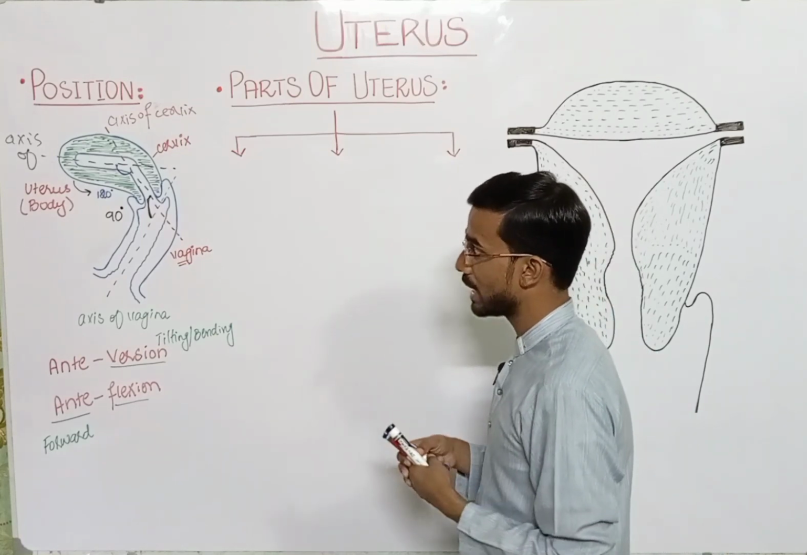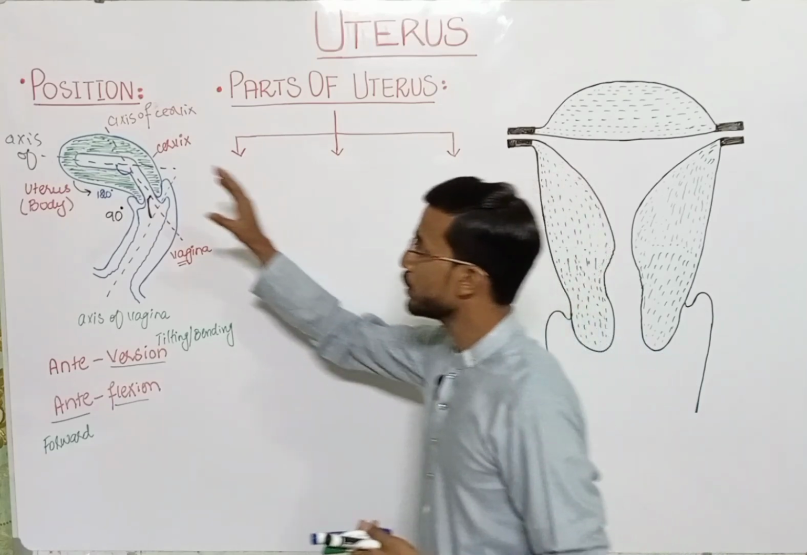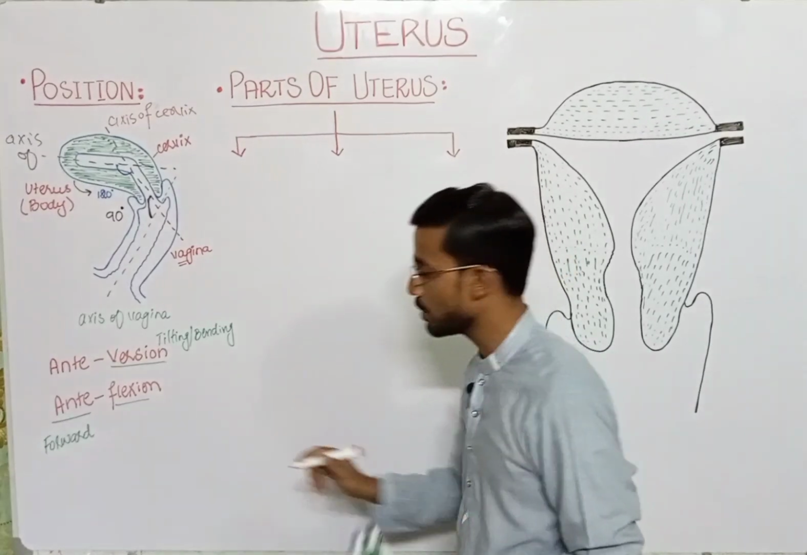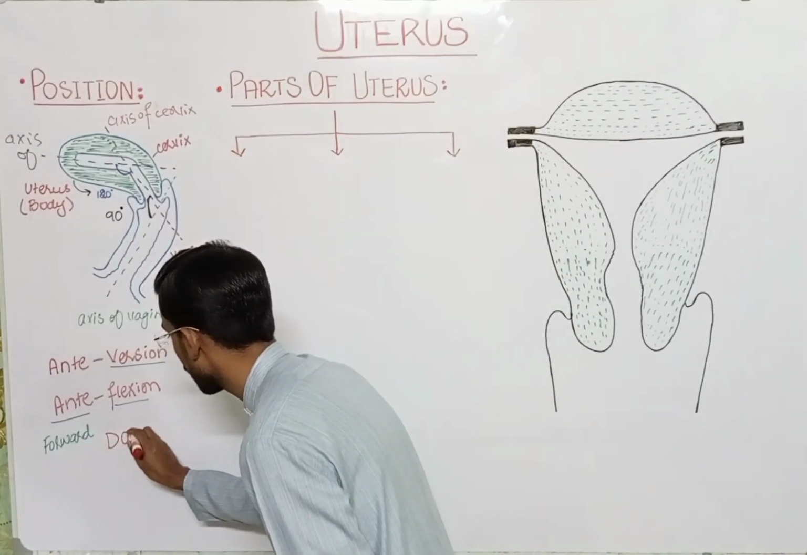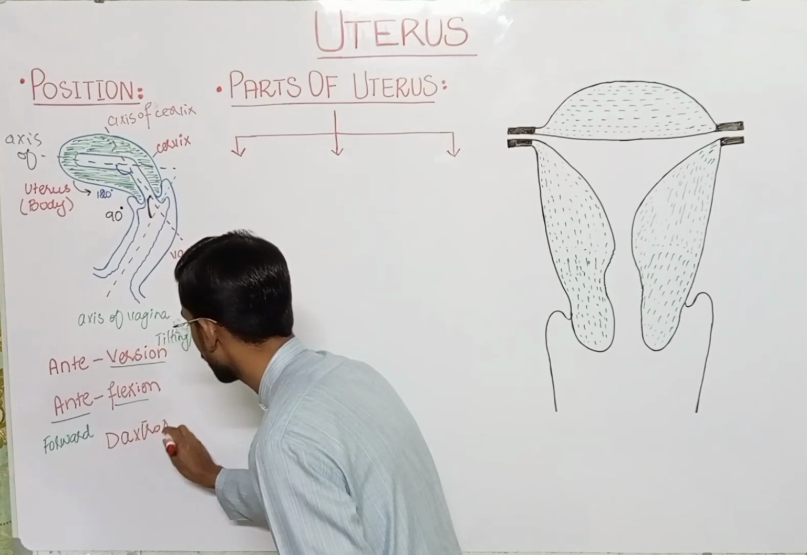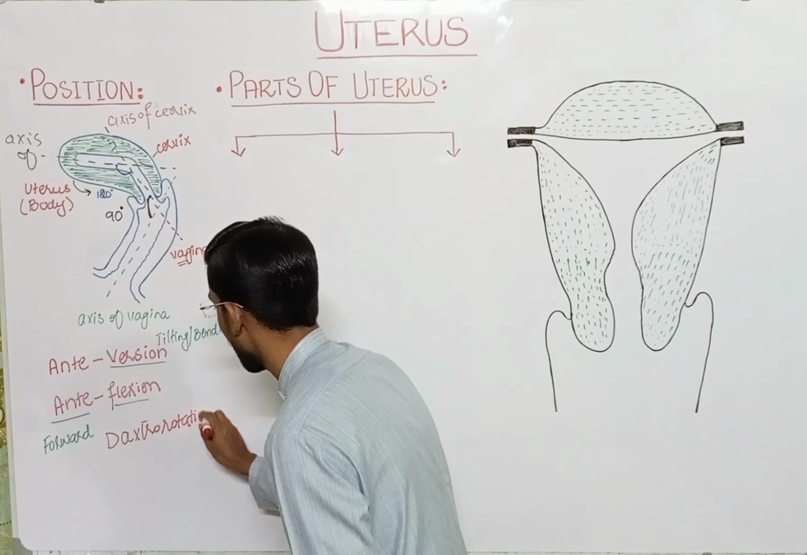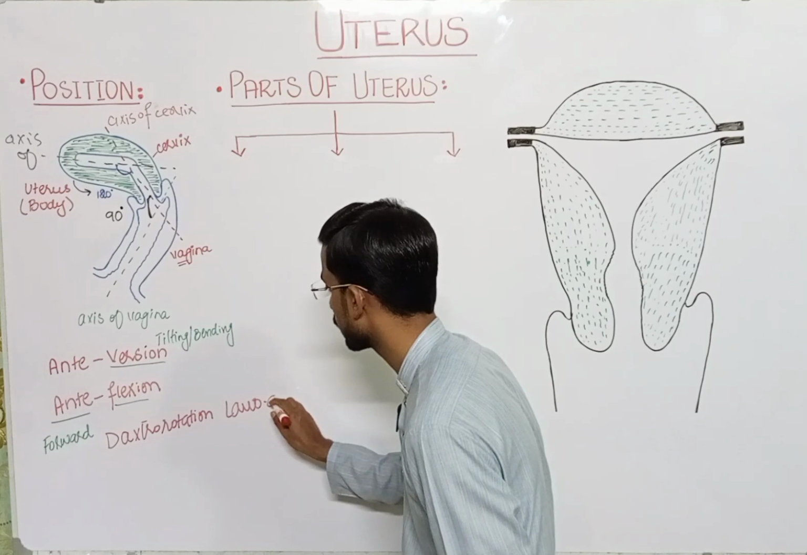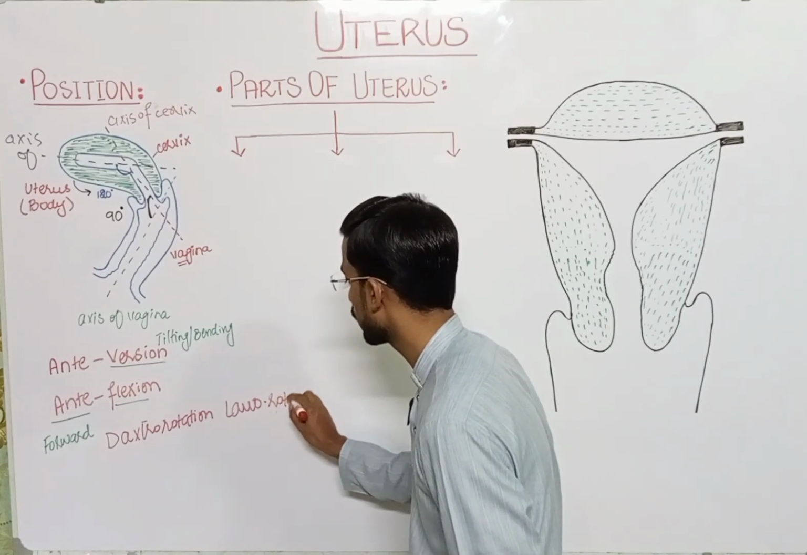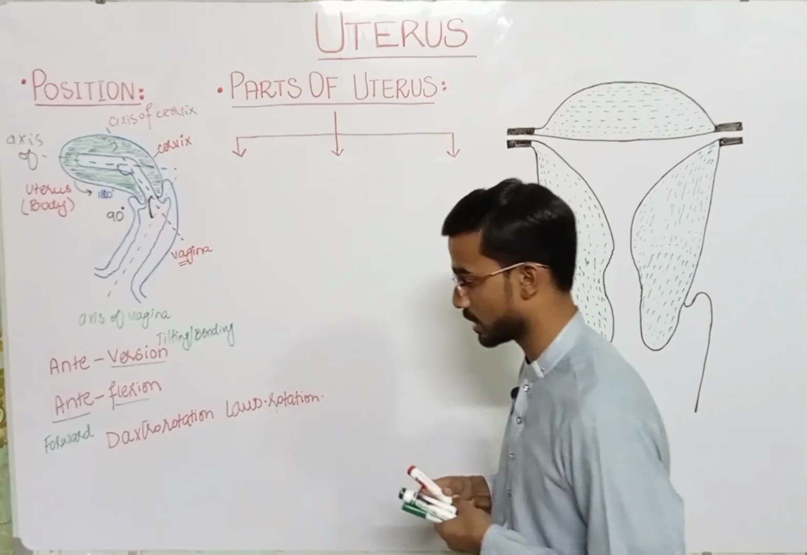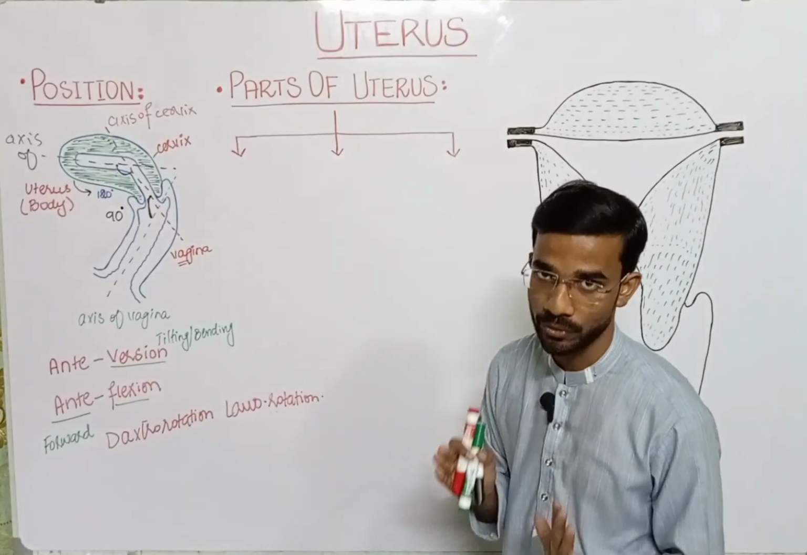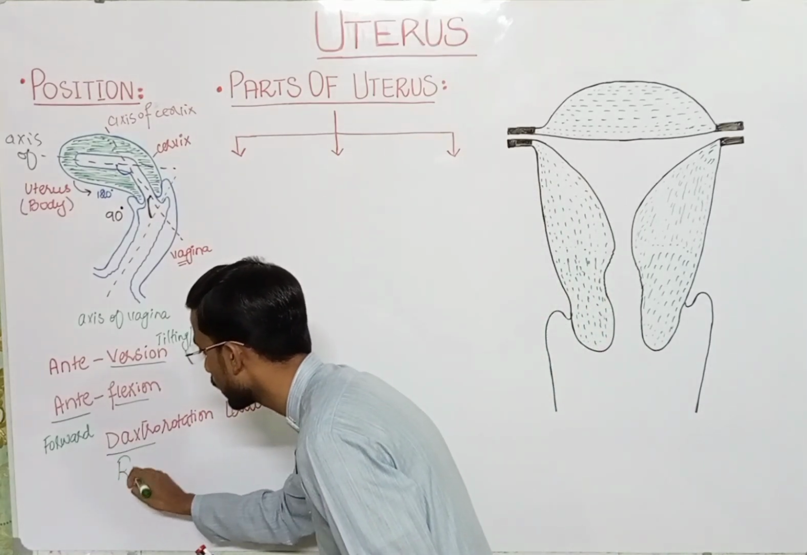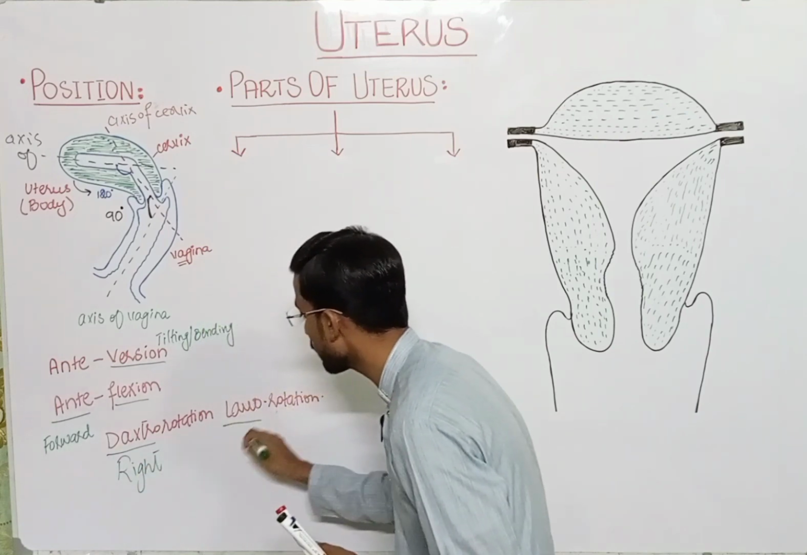And if we see that in a normal situation, the uterus moves to the right side. So we see two terms, dextro rotation and levo rotation. These are basically the two terms, dextro rotation and levo rotation. Dextro means right and levo means left.